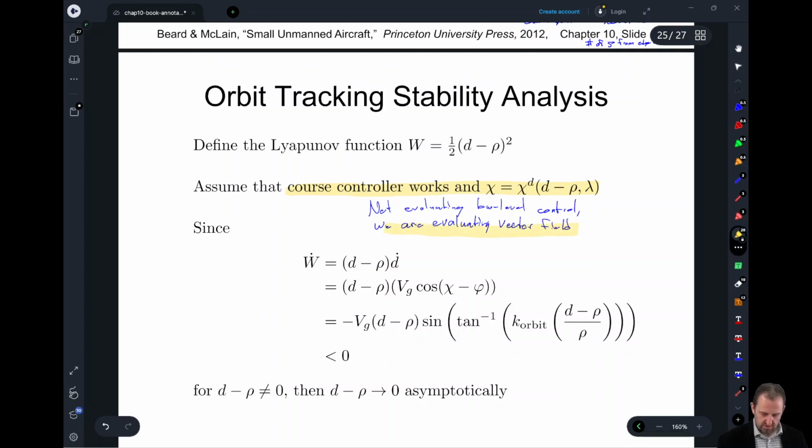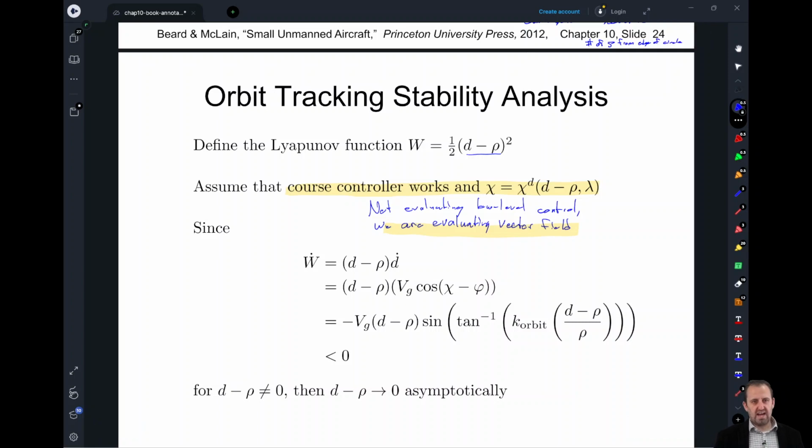Okay, so if we are able to follow that vector field perfectly, will we get onto the orbit? And so what we do is we define our candidate Lyapunov function as d minus rho, so that way when we're at our desired radius, that's equal to 0. And so again, this is just going to be our partial derivative of w with respect to d times the time derivative of d.